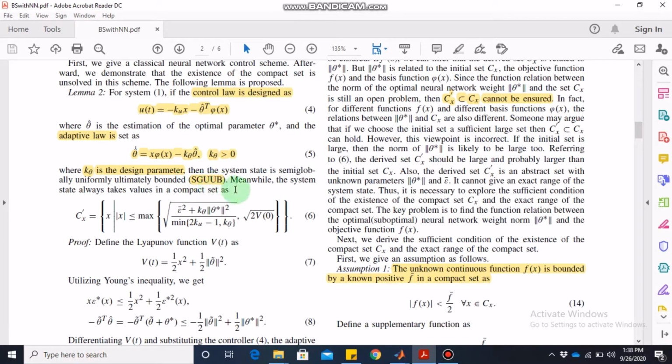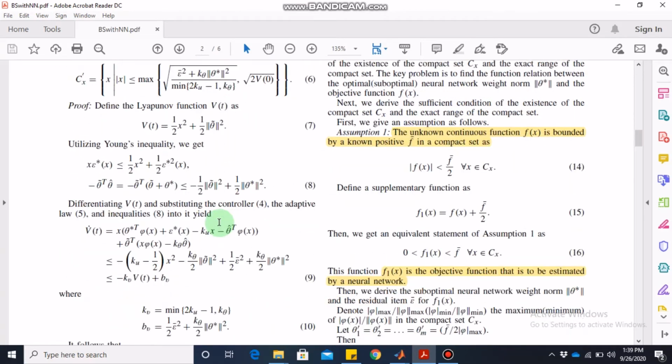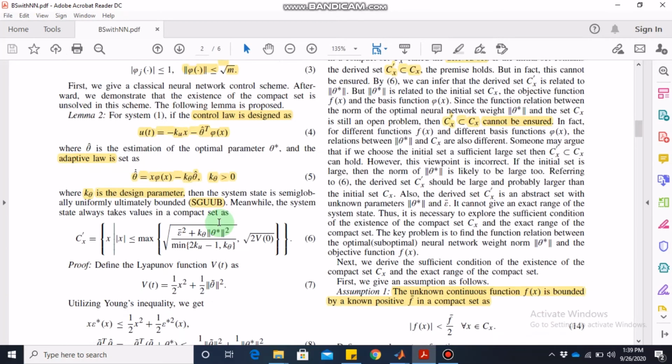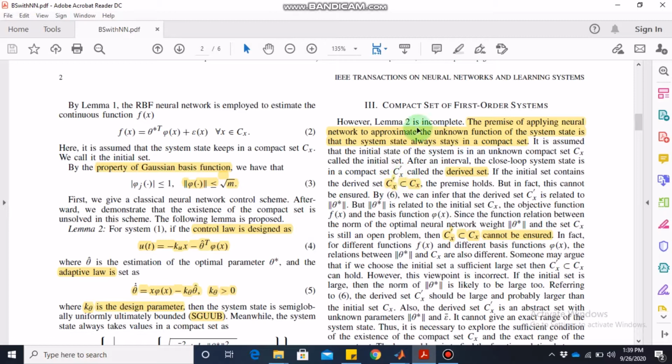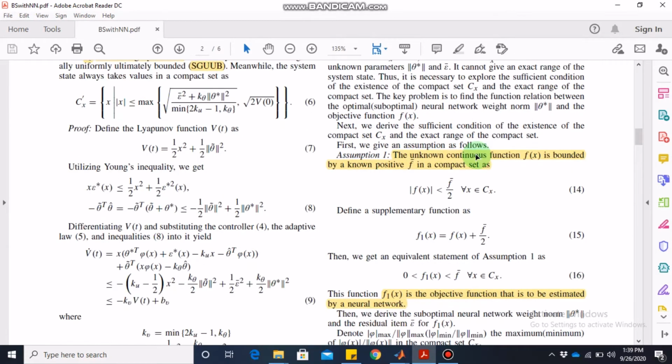But the problem with this solution, as the authors say in this paper, is that the set is not guaranteed to be compact. For example, for the compact set of first order systems, let's say you have C of x. If you have your initial condition within this compact set, then there should be some other compact set C prime of x, which should preferably be a subset of C of x, where the trajectories of the state space should lie. With this type of control, they say that this cannot be ensured. So this is the problem that has been addressed in this paper, where they found the conditions under which such things are ensured.